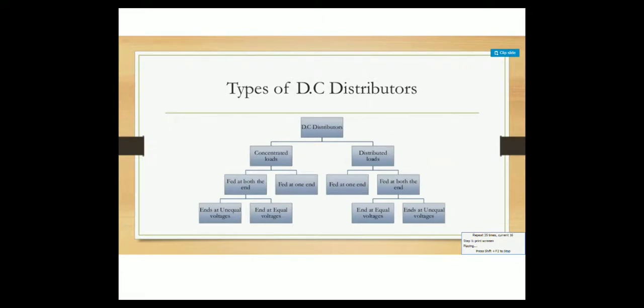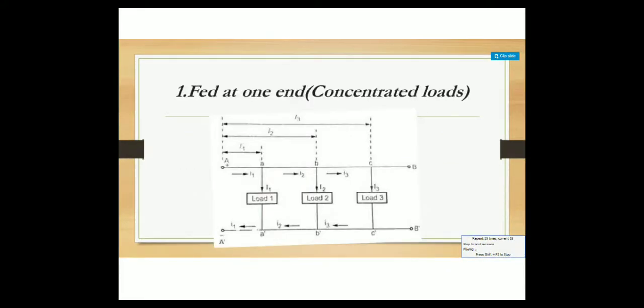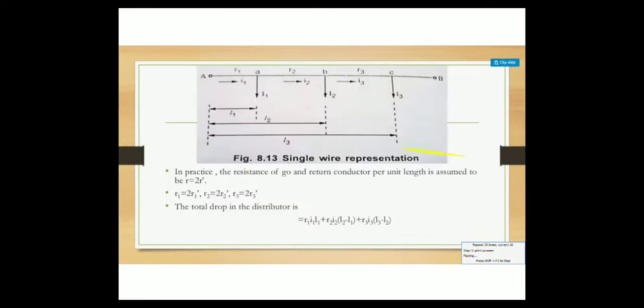Now coming to the types of DC distributors. We can supply the power to the different loads depending upon the type. The distributors may be fed at one end or fed at both the ends. Fed at one end means that for a particular distributor line, the supply voltage should be given to only one end. It should not be given to both the ends. If the distributor is fed at both the ends, supply should be given to both the ends.